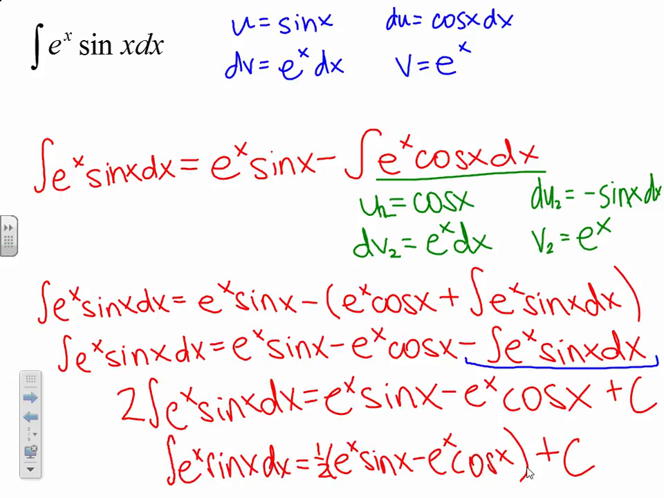When you have e to the x and either sine or cosine, this is going to happen. Okay? You will have a problem like this on your quiz tomorrow, so it is essential that you practice this in your homework tonight. Okay? Any questions about it?